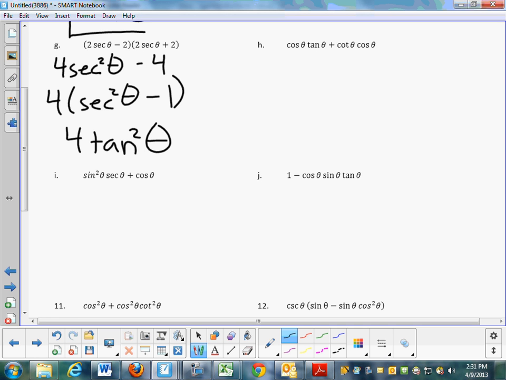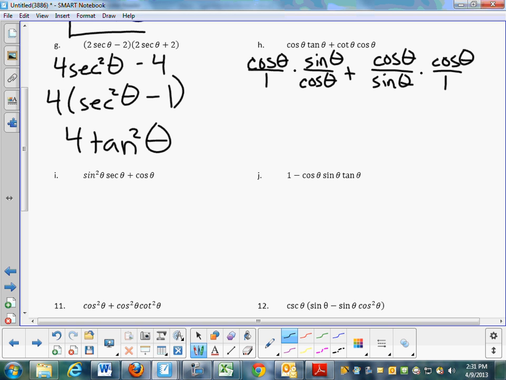cosine over sine. So cosine over sine times cosine, that will give me a cosine squared in the numerator, right? Oh, that's good foresight. Look at this foresight. Cosine times tangent. Tangent is sine over cosine, right? So that cosine will cancel with the denominator. Oh, so seeing those type of relationships quickly helps you see what kind of approach might work out better than another. So we have cosine of theta over 1 times sine of theta over cosine of theta plus, and then for cotangent, we would have cosine of theta over sine of theta times cosine of theta over 1.